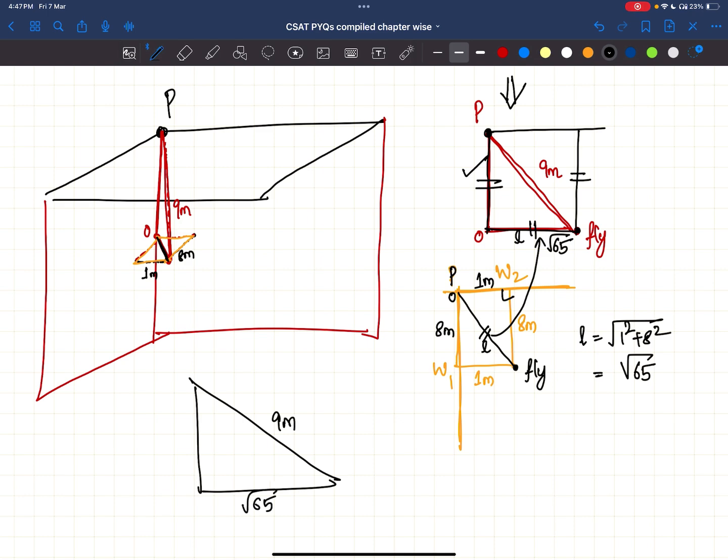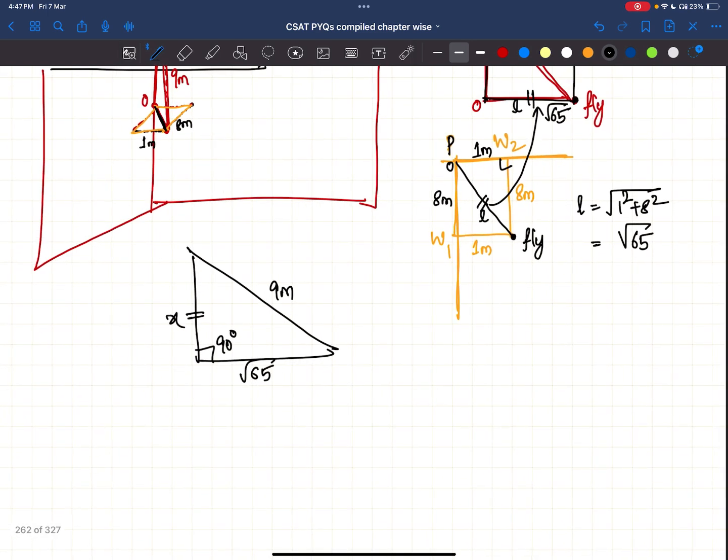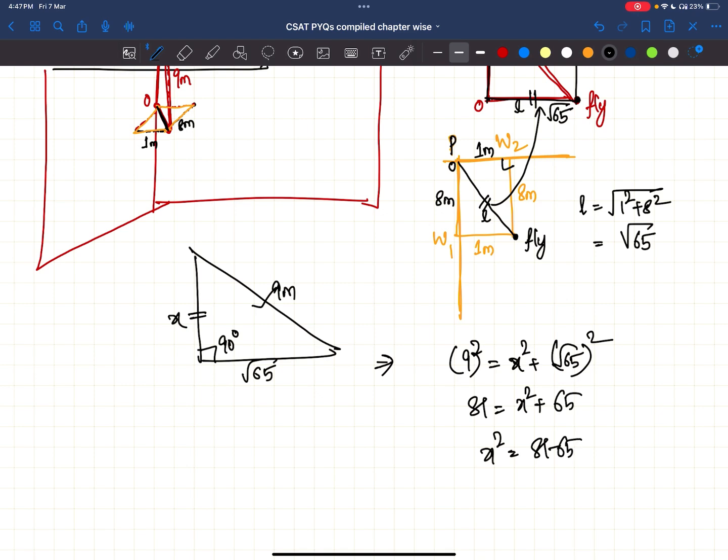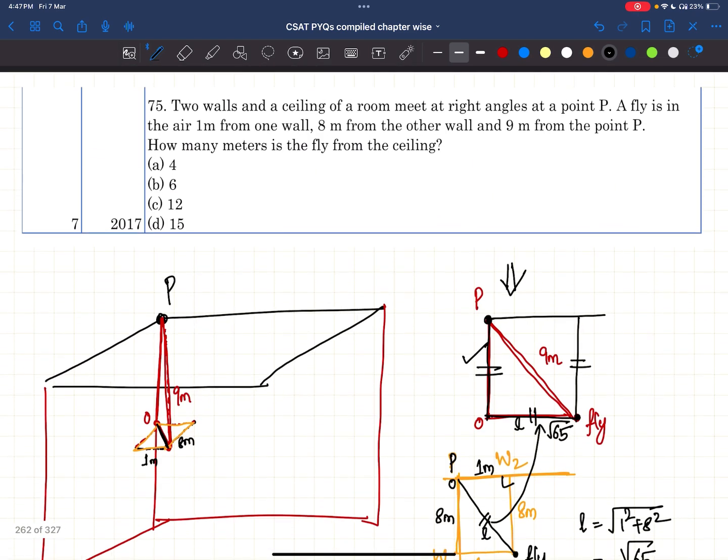This is a right angle triangle. We need to find this value, again by using Pythagoras theorem. 9 square, this is the hypotenuse, right, is equal to x square plus under root of 65 whole square. 9 square is 81. x square plus 65. x square is equal to 81 minus 65, which is nothing but 16. x value will be 4. The answer is 4. Right?